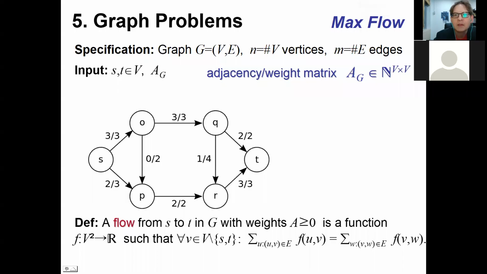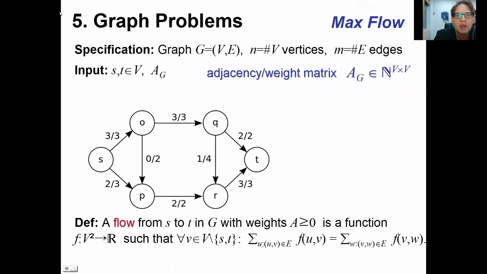So let us have a look at the graph problems we have been considering so far and recall the state of our knowledge. The graph problem we have been considering is the maximum flow problem. So let me review the specification according to our virtue of computer science specification first.